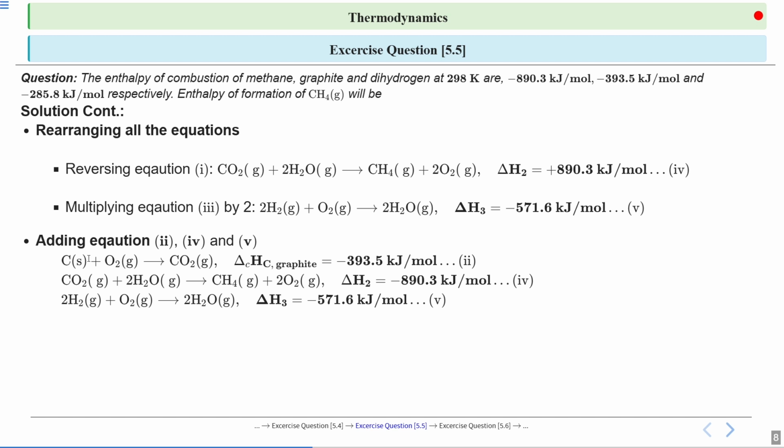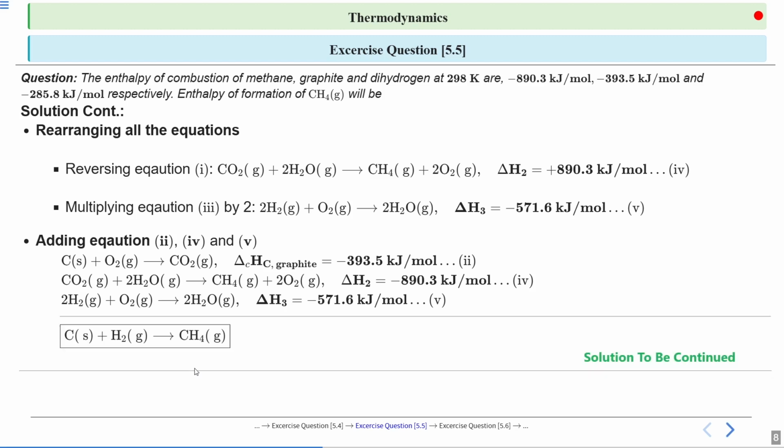How will it cancel out? So on the reactant side, for the second and fifth equation, we have 2 molecular oxygen. So that will result into 2. And on the product side, if you look at the equation number 4, then we have 2 on the product side. Now these 3 terms will get cancelled out, and at last we will get our final equation, which is the formation of methane. You can just look at the equation, you are getting the same thing.